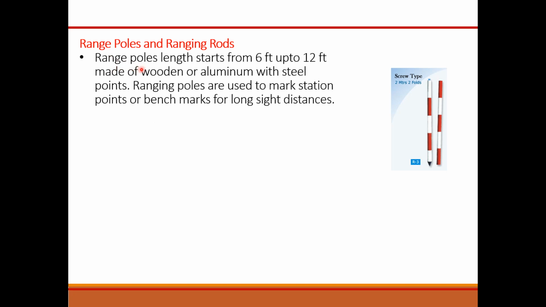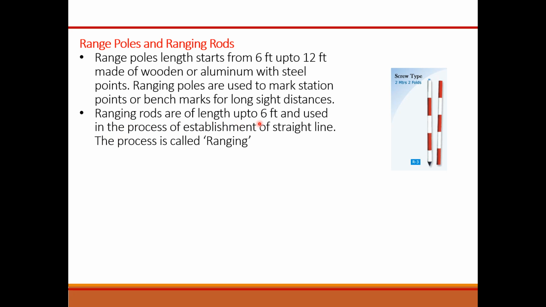Ranging poles and ranging rods. Ranging poles length starts from 6 feet up to 12 feet, made of wood or aluminium with steel points. Ranging poles are used to mark the station point or benchmarks for long sight distances. Normally the ranging poles are used in place of benchmarks on the main survey stations, which are normally very far from each other, due to their longer height as compared to a ranging rod. Ranging poles are used to benchmark the main station.